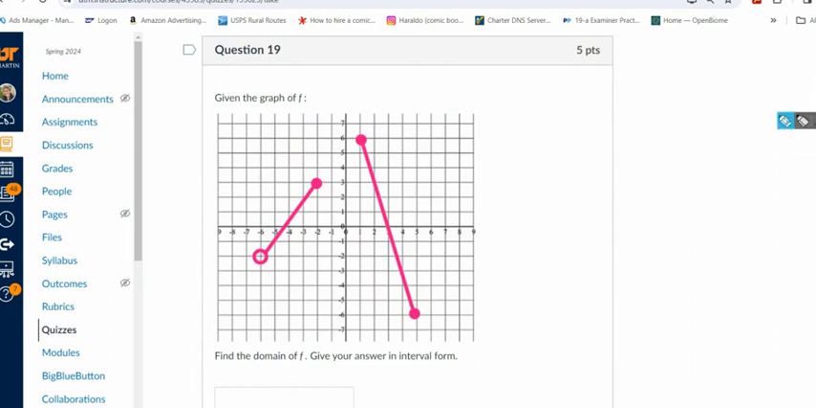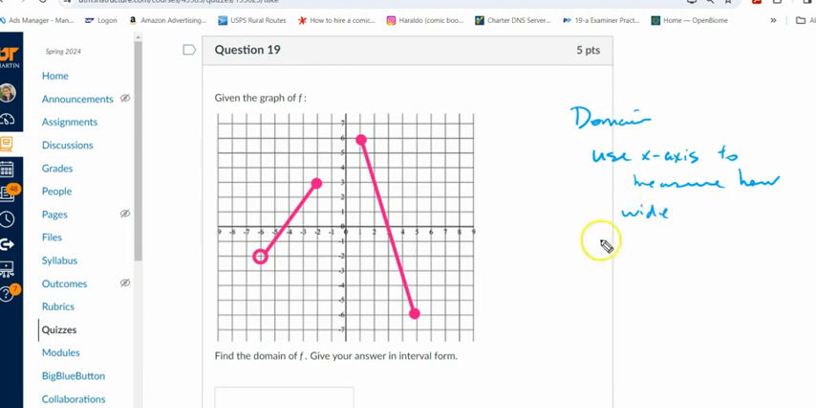So for domain, I'm going to use the x-axis to measure how wide, from left to right, and leave out any gaps. Left to right, leave out gaps. Okay, so I'm going to start here. That's the leftmost point. That point is not contained. So I'm going to start there, and I'm not going to include that. But that's where I'm going to start.